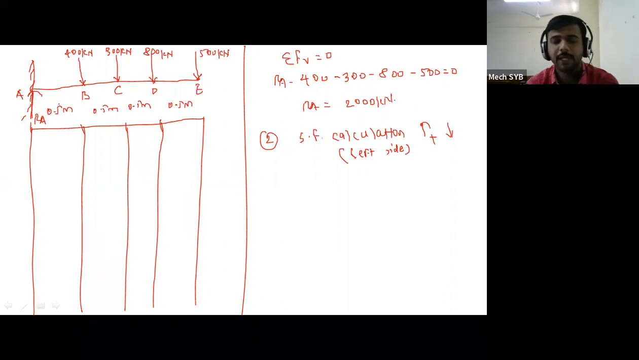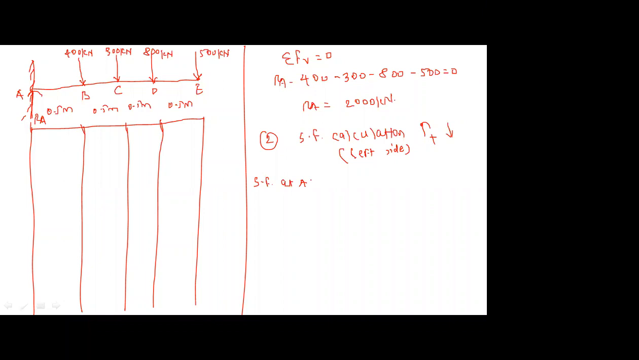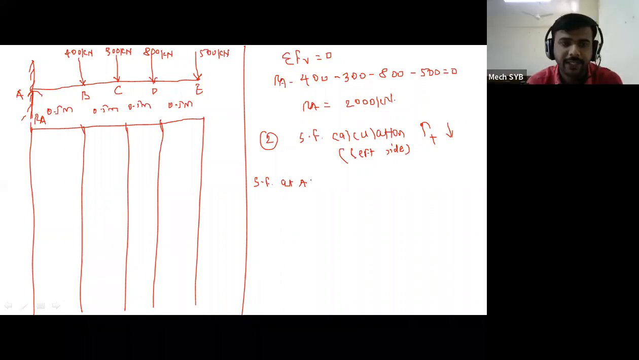Now see, shear force at point A. We have to start your SF calculation from the left side. SF at A. What will be the condition? Without load. Because at point A there is a reaction, and if the beam is subjected to the reaction, or to a point load, we need to take the without load and with load condition. So without load it becomes equal to 0 kilonewton.